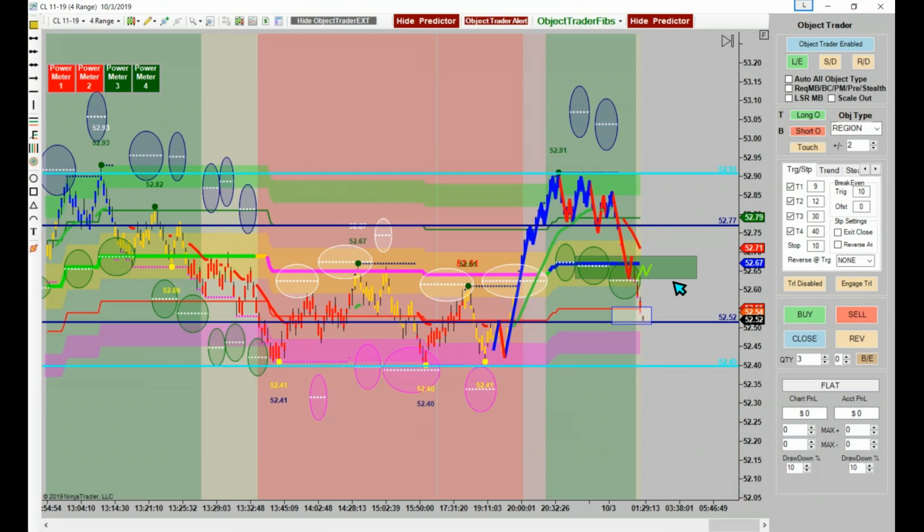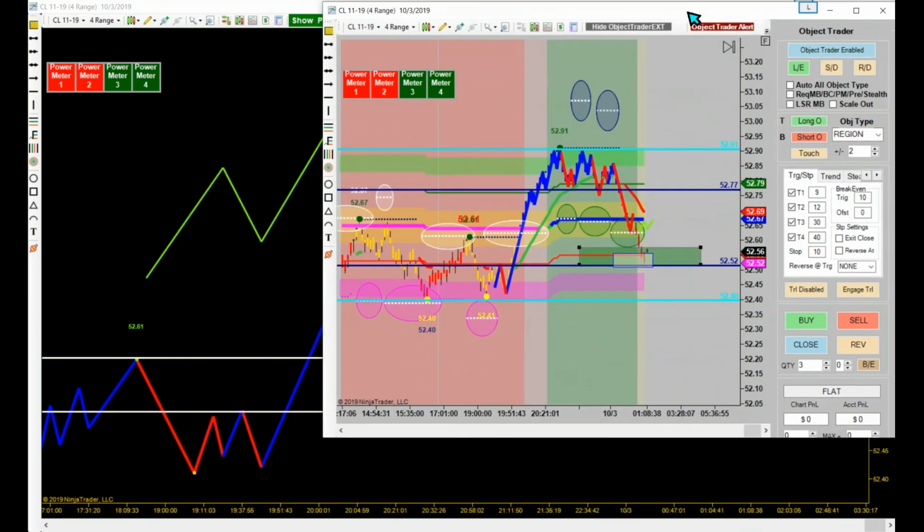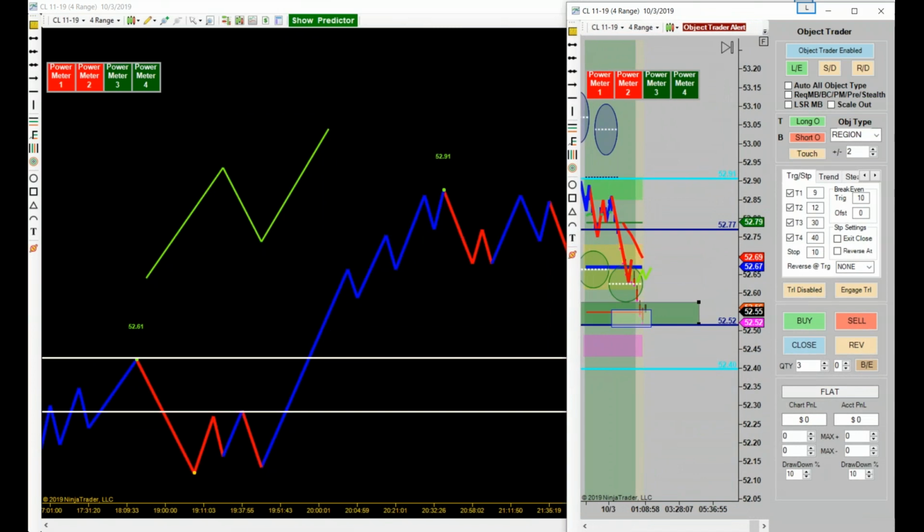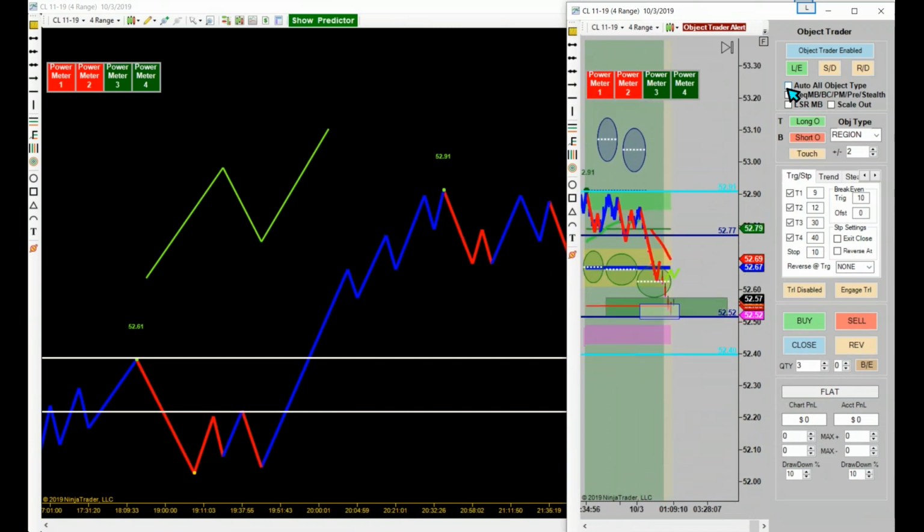Now, see this right here? Could you actually be ready if this was to pop up? You could, right? Now, what you can do if you want, since this is a region, I could actually just turn on my auto. Let's just do 1 instead. But we'll turn on our auto. See, this is touch plus 2. If it happens to touch this and then touch it again, it would just simply add a contract. But we're not starting with 3.